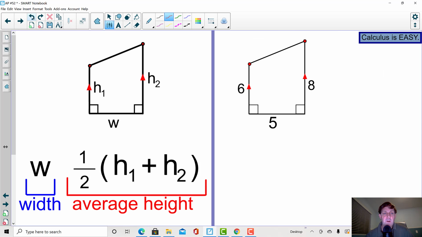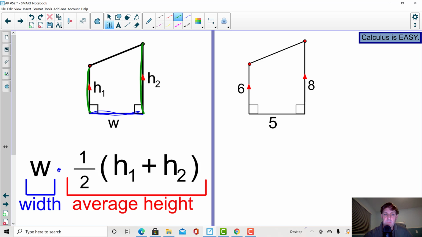Okay, first we're going to start off with the formula for just one trapezoid. The area of one trapezoid is going to be the width. So in our case, the width will be the bottom, and then times the average height. How do you get the average height? Well, you just add up the 2 heights and then divide by 2.